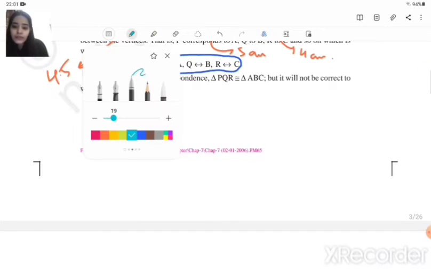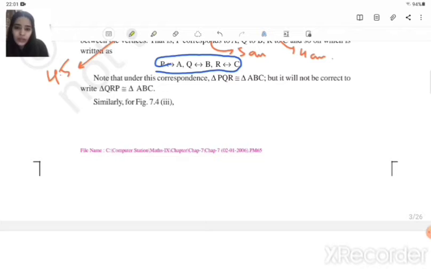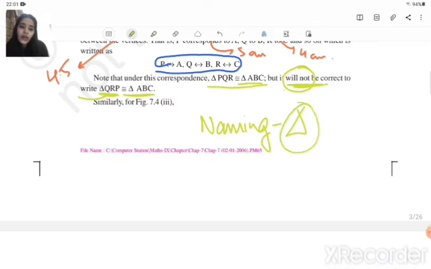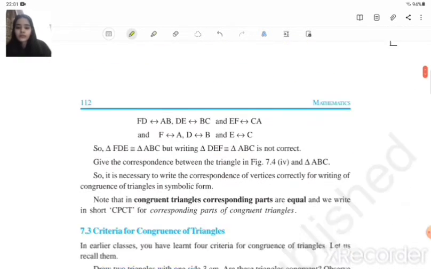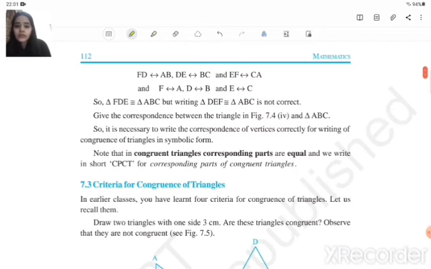See, this I've already explained to you. Triangle PQR is congruent to ABC, but it will not be correct to write QRP congruent to ABC, right? So naming is very important. How you name your triangle, that is very important in this chapter. Again, they have explained for the triangle FDE.